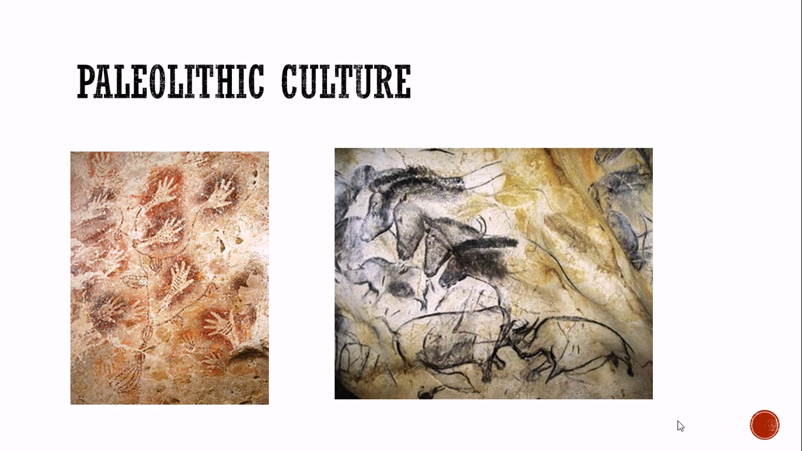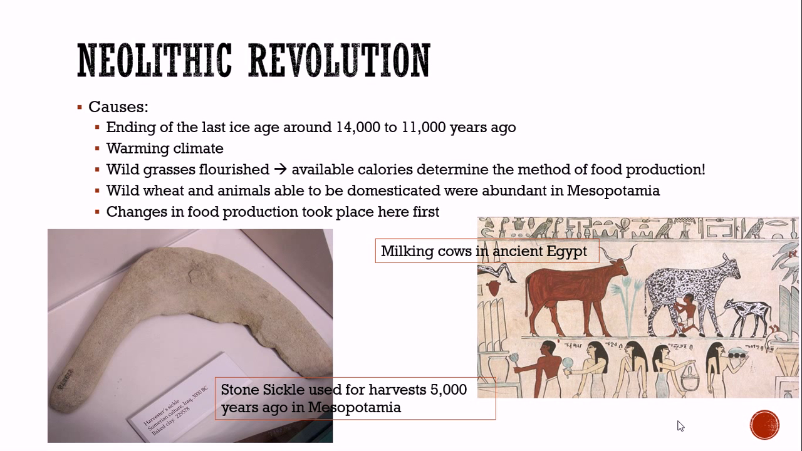The end of the last Ice Age, between about 14,000 and 11,000 years ago, is really what sparked a large change to the Neolithic Revolution. As the climate warmed up, in certain areas of the world, especially Mesopotamia, wild grasses began to flourish. And we all hopefully understand that the calories that are just in your environment tend to dictate how you get your food. So if there happen to be a lot of wild grasses, then you as a human are going to be harvesting those wild grasses to eat.